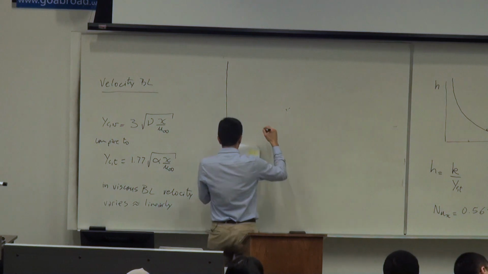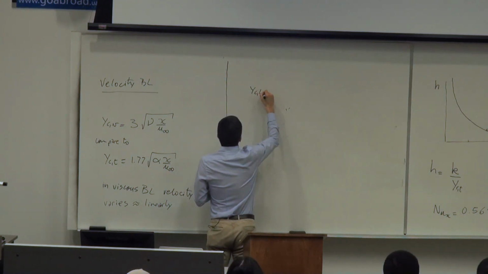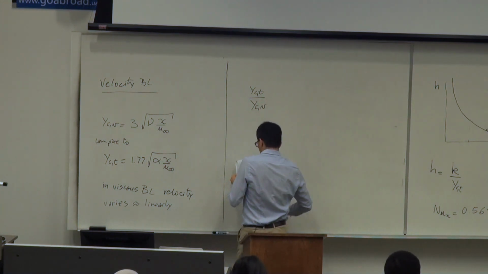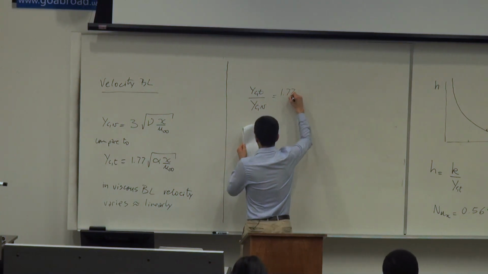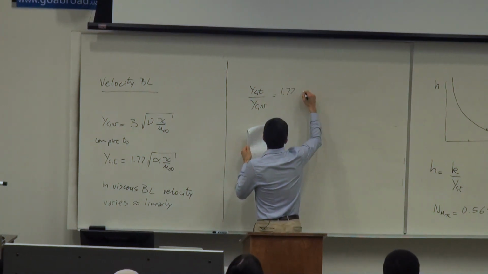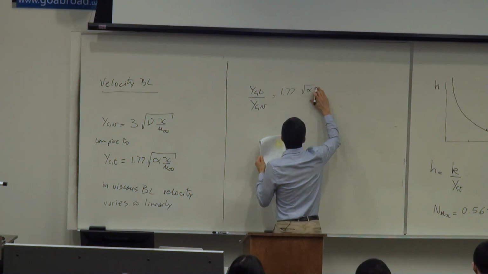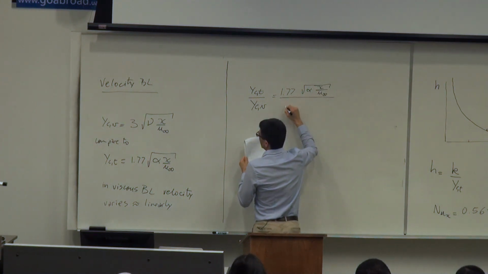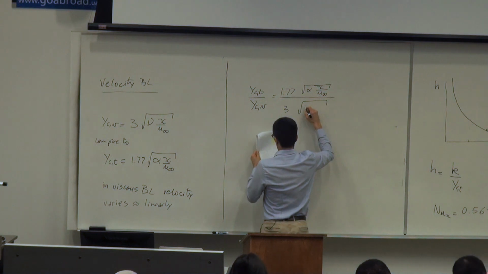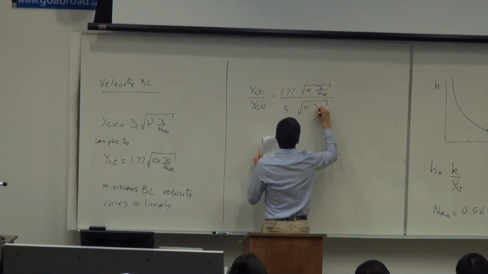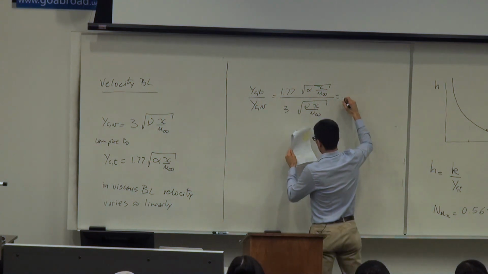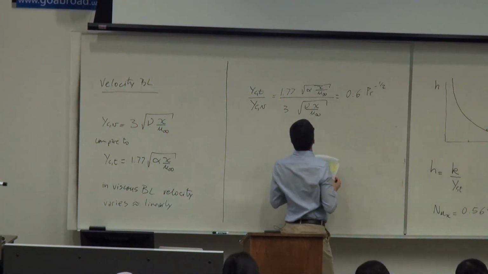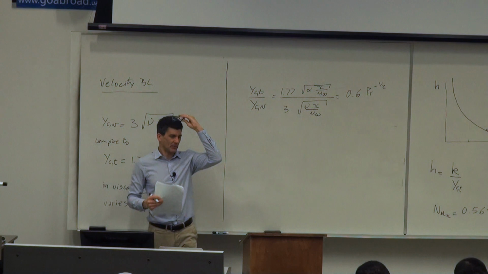In this case, if I do y thermal boundary layer divided by viscous boundary layer, that would be 1.77 square root of alpha x over u infinity, divided by 3 square root of nu, and this is 0.6 Prandtl to the minus 1/2. Right? All I'm doing is comparing the thickness of the two boundary layers.